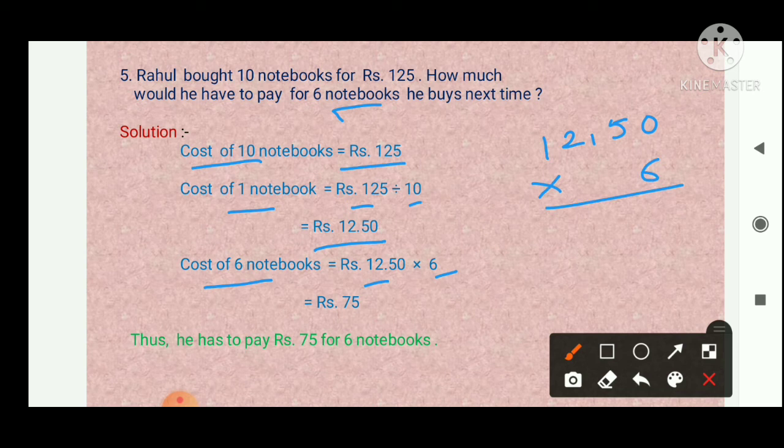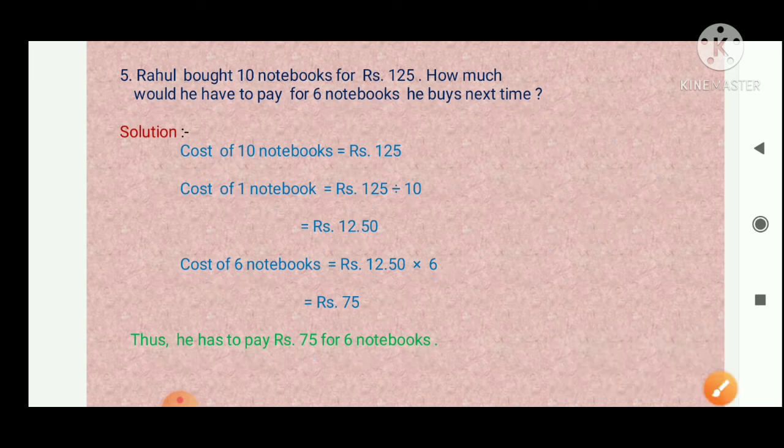First we multiply 0 by 6, we get product 0. Then we multiply 5 by 6, 6 5s are 30, 0, carry over 3. Then we multiply 2 by 6, 6 2s are 12, 12 plus 3, 15, 5, carry over 1. 6 1s are 6 plus 1, 7. And here we put the decimal point, means here we get answer 75 rupees. So he has to pay 75 rupees for 6 notebooks.